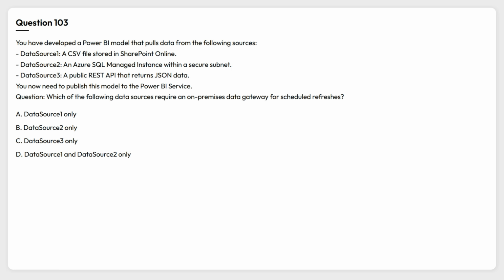Option A, data source 1 only. Option B, data source 2 only. Option C, data source 3 only. Option D, data source 1 and data source 2 only. The correct answer is option B, data source 2 only.